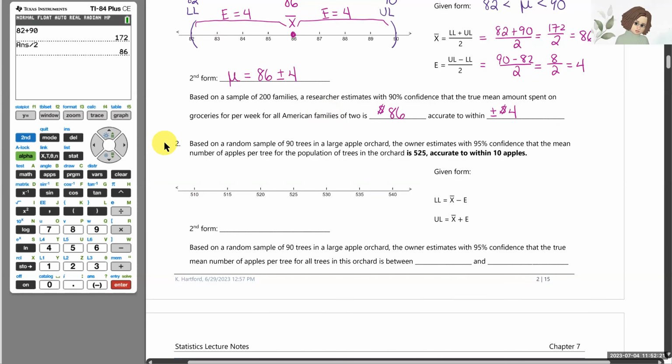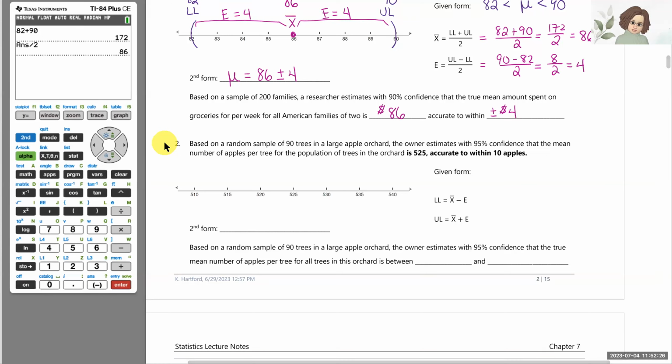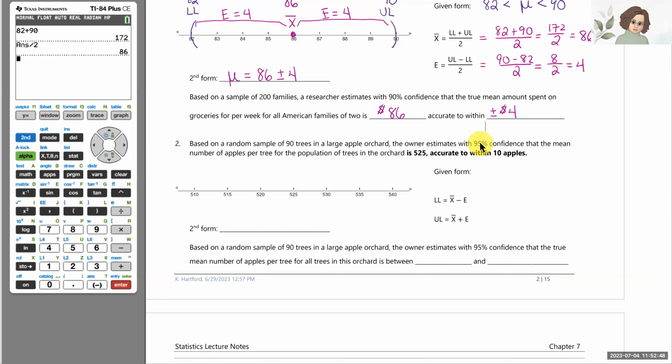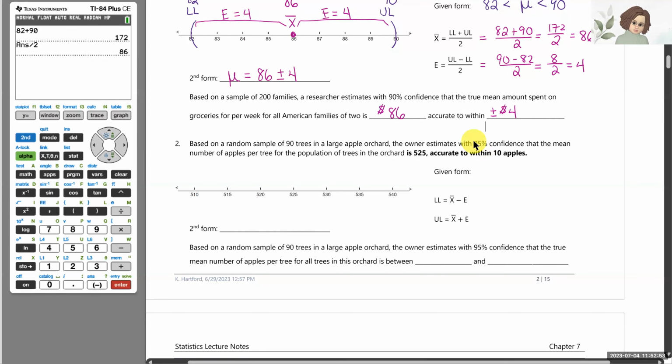All right, so based on a random sample of 90 trees in a large apple orchard, the owner estimates with 95% confidence that the mean number of apples per tree for the population of trees in the orchard is 525, accurate to within 10 apples. Okay, so the confidence level in this one is 95%. So we'll learn once we start creating our own intervals that will take into account our confidence. And then let's write this form.